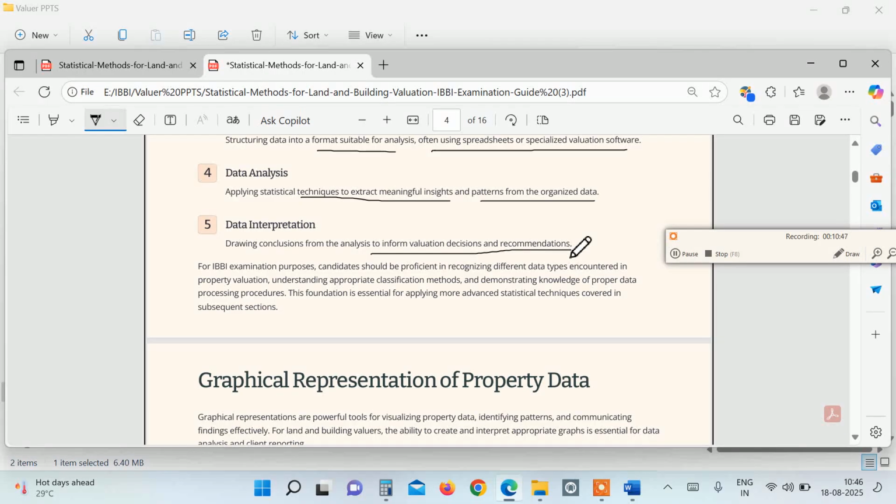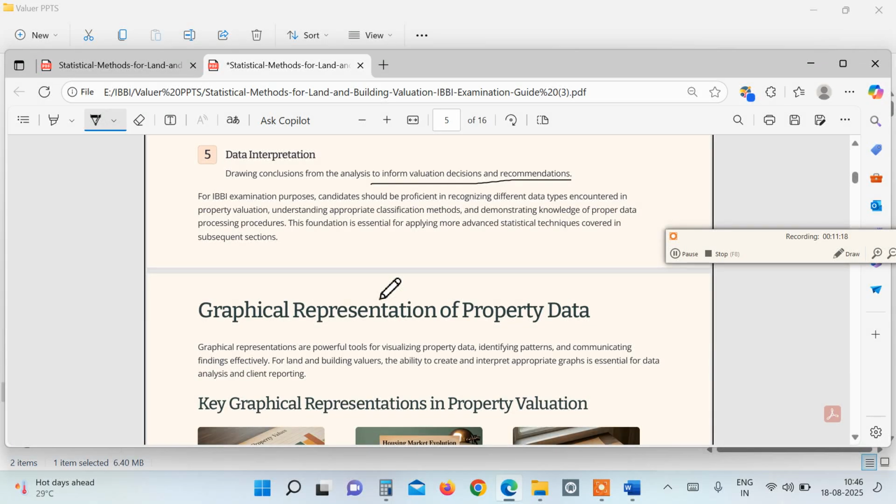So, as far as the IBBI examination purpose is concerned, candidates should be proficient in recognizing different data types encountered in property valuation, understanding appropriate classification methods, and demonstrating knowledge of proper data processing procedures. The foundation is essential for applying more advanced statistical techniques covered in the subsequent sections of this presentation.